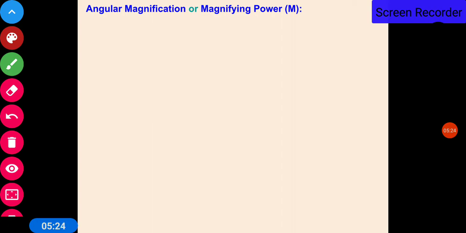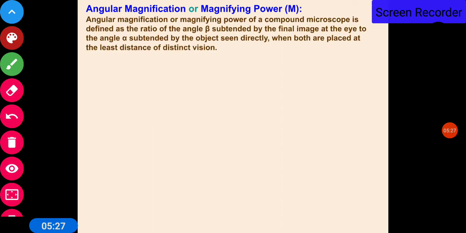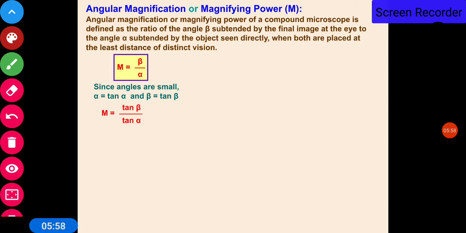Now angular magnification or magnifying power. The angular magnification or magnifying power of a compound microscope is defined as the ratio of the angle beta subtended by the final image at the eye to the angle alpha subtended by the object seen directly, when both are placed at the least distance of distinct vision. So m is equal to beta upon alpha. Since angles are small, alpha can be written as tan alpha and beta as tan beta. So m is equal to tan beta upon tan alpha.